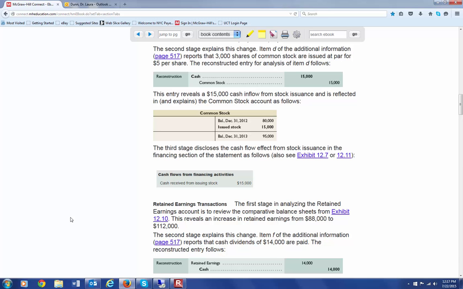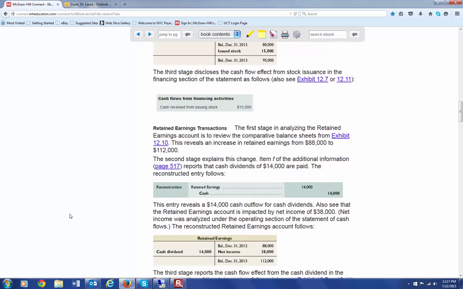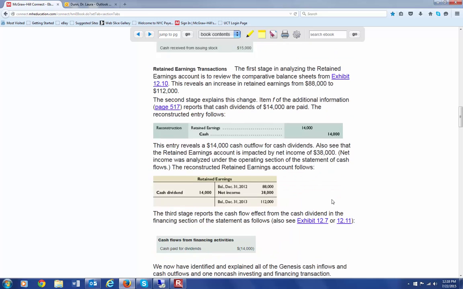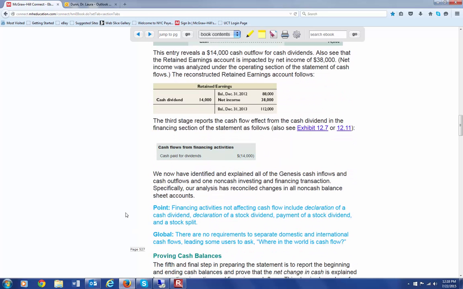And then as far as retained earnings, you have a cash dividend that was declared for $14,000 and then paid. So the debit goes to retained earnings for $14,000, but you have a credit for cash of $14,000. So you have a $14,000 cash outflow. Here you have a cash inflow of $15,000 and a cash outflow of $14,000, so the difference between the two is going to be $1,000.